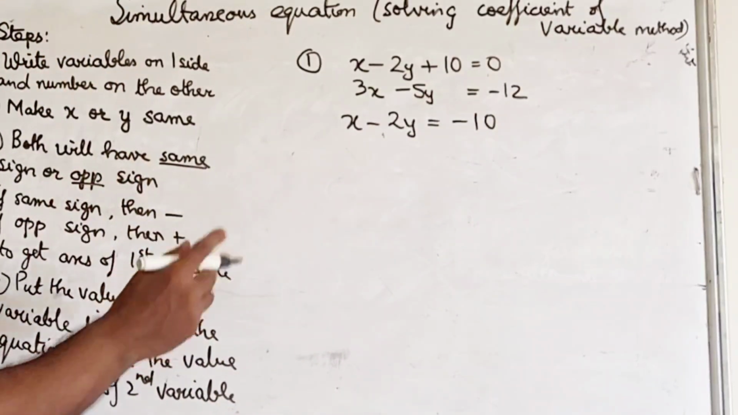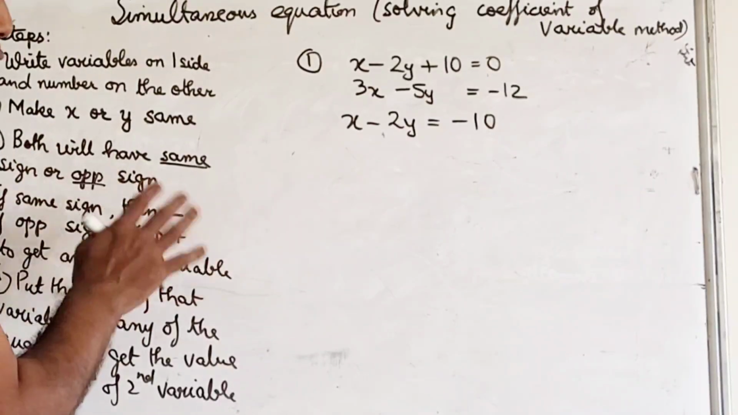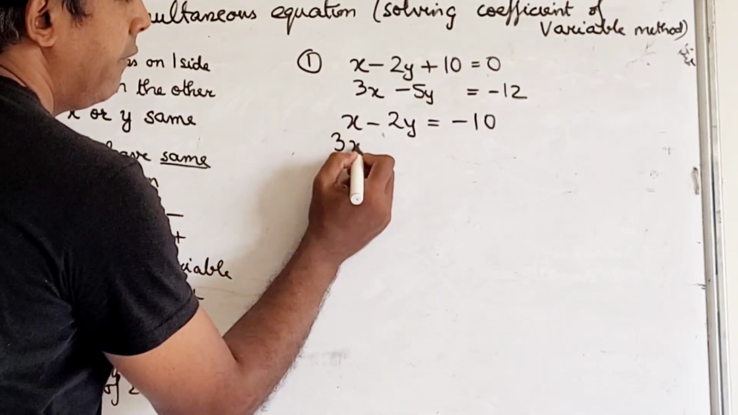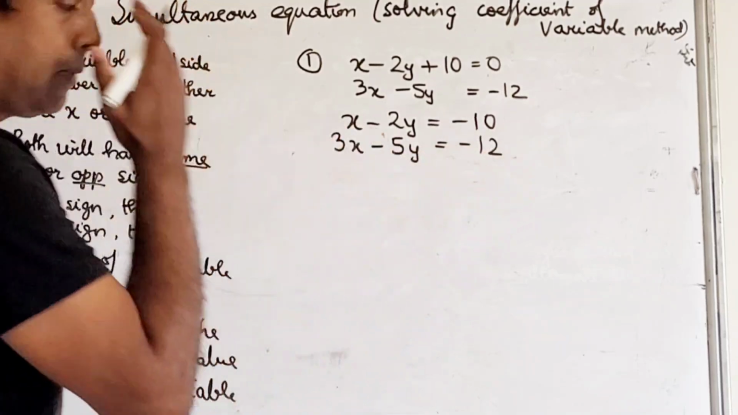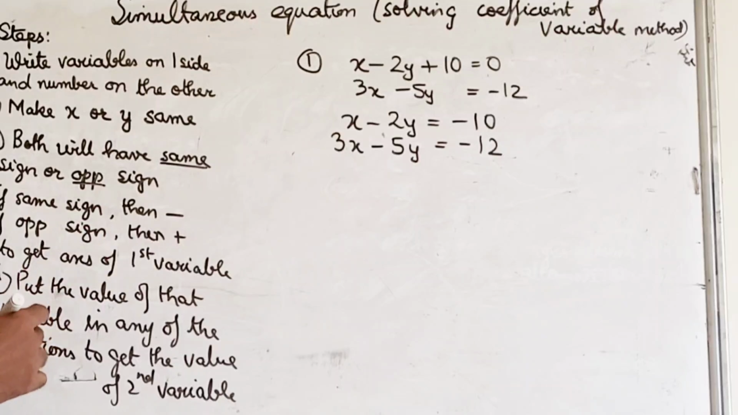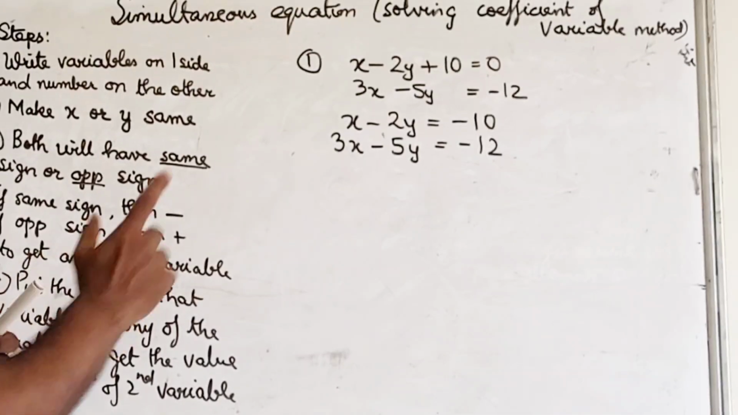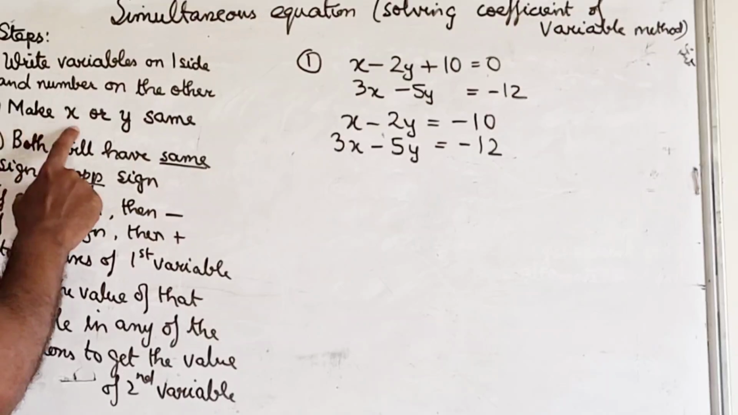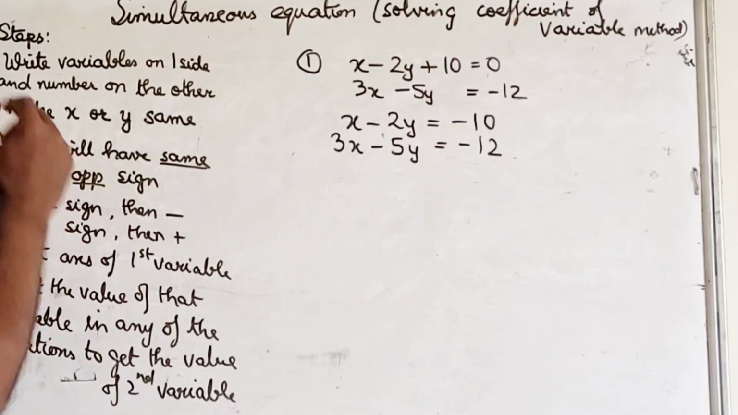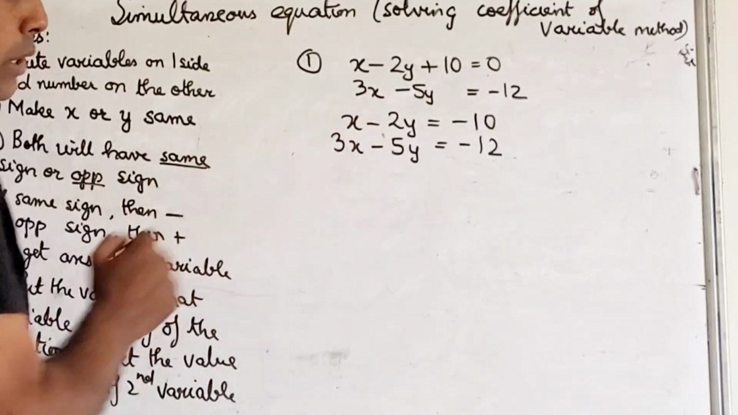The second equation is already in the form we need, so we will not do anything. We will just write it as it is, 3x minus 5y is equal to minus 12. I have specifically chosen negative numbers because students make mistakes with negatives. That's step 1 done. Now we want to make x or y equal, meaning the coefficient of x should be equal or the coefficient of y should be equal.